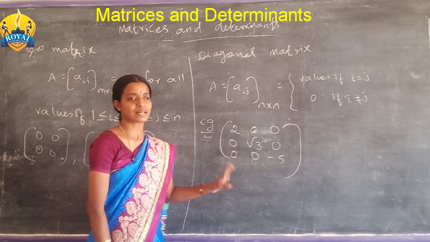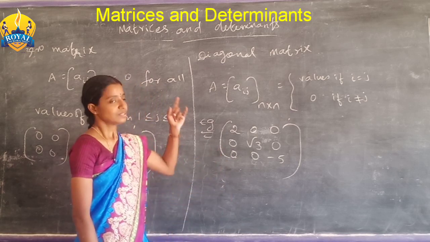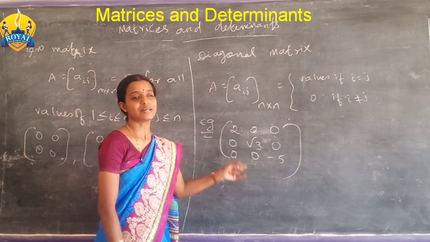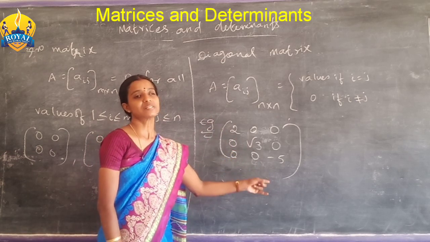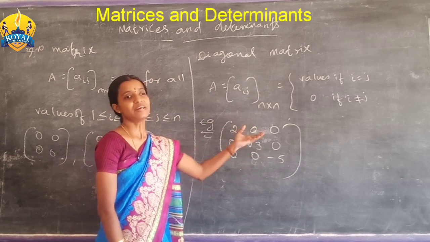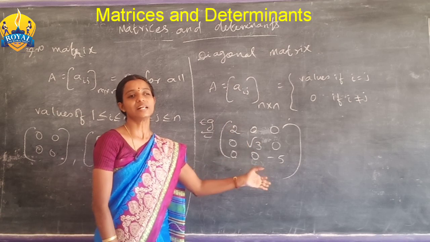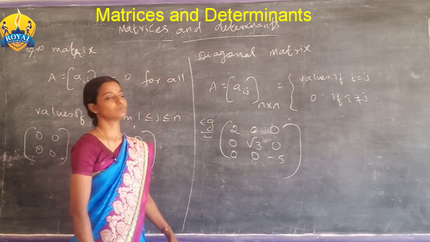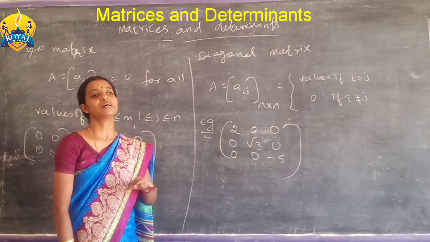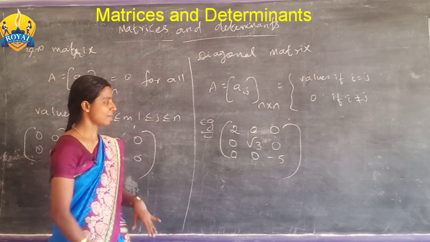Now this is called a diagonal matrix. Every square matrix is a diagonal matrix if the diagonal elements are equal to some value and the rest of the elements are all equal to 0. Now, with the same diagonal matrix, we are going to learn what is a scalar matrix.